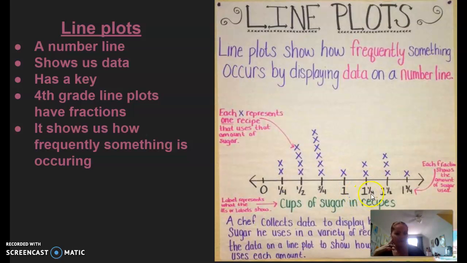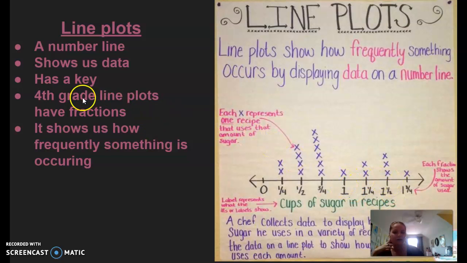Then you have mixed numbers, right? Your mixed fractions. You have 1 whole and a 1/4. So 1 1/4 cups of sugar are seen in 2 recipes. 1 1/2 cups of sugar are seen in 3 recipes, and then 1 3/4 cups of sugar is seen in 1 recipe. So that's how you would read this line plot.